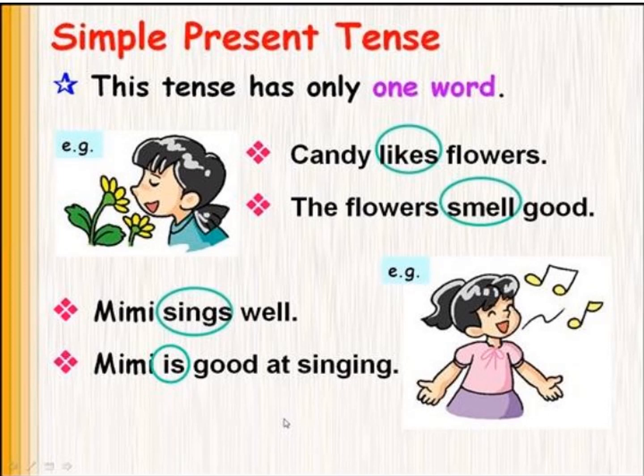The flowers smell good. What have you noticed with the verb smell? Correct, it doesn't end with s because the subject flowers is plural. Mimi sings well. Our subject Mimi is singular. So our word sings, which is the verb, ends with s. Mimi is good at singing. Mimi is singular. The verb of being to be used is is.